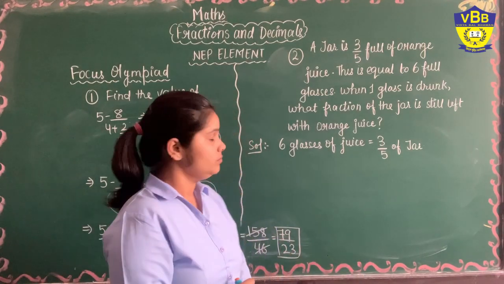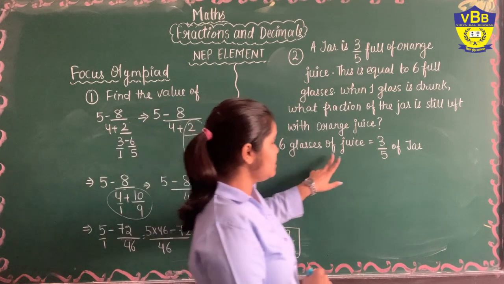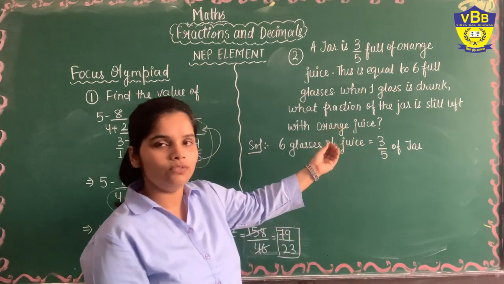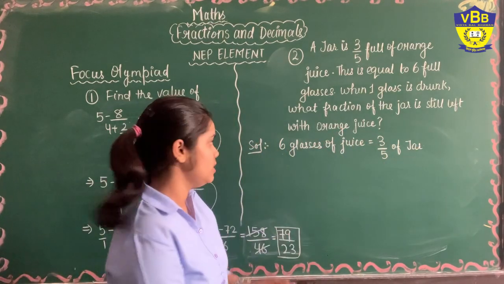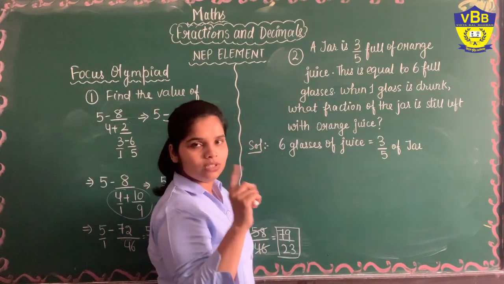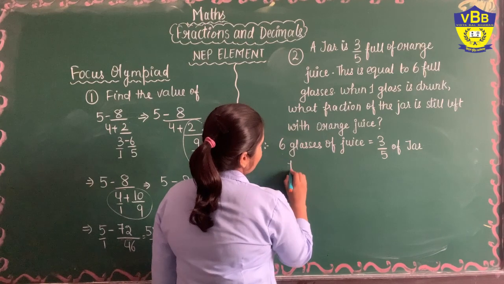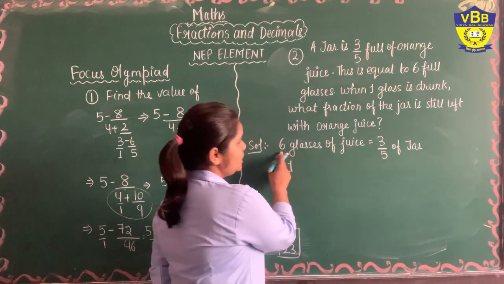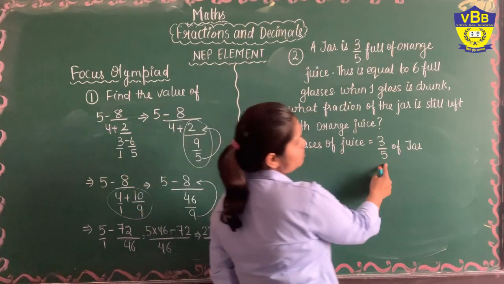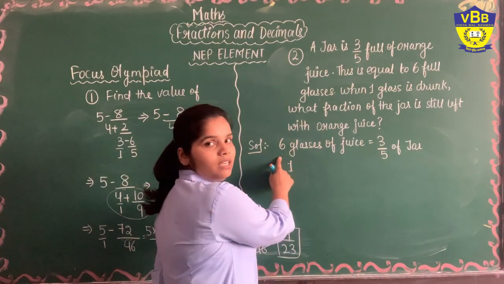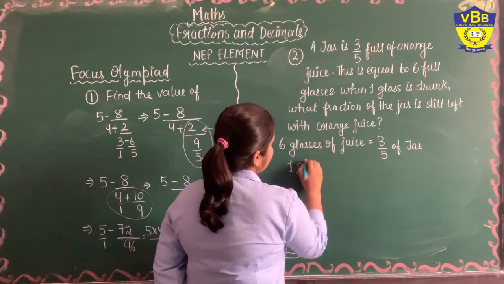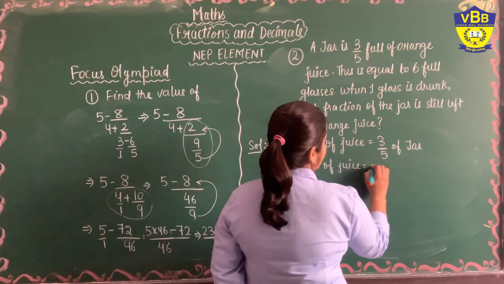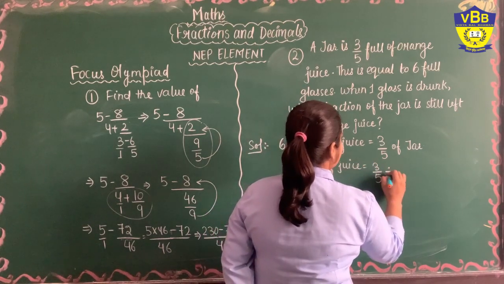So how will we solve this? 6 glasses of juice here equals 3 by 5 of the jar. 3 by 5 of the jar is full of orange juice. So if we find what portion of the jar 1 glass of juice equals, what we will do, we will divide this number. If 6 glasses equal 3 by 5 of the jar, 1 glass will equal 3 by 5 divided by 6.